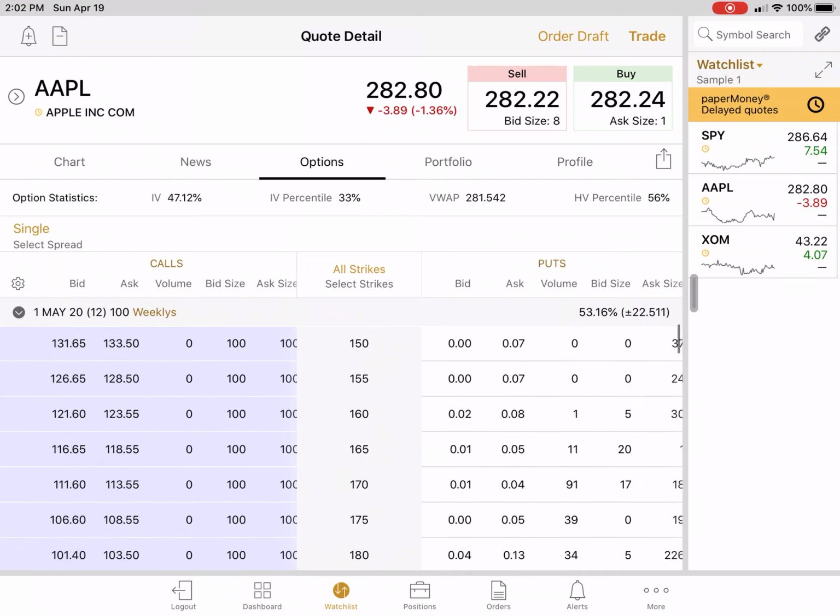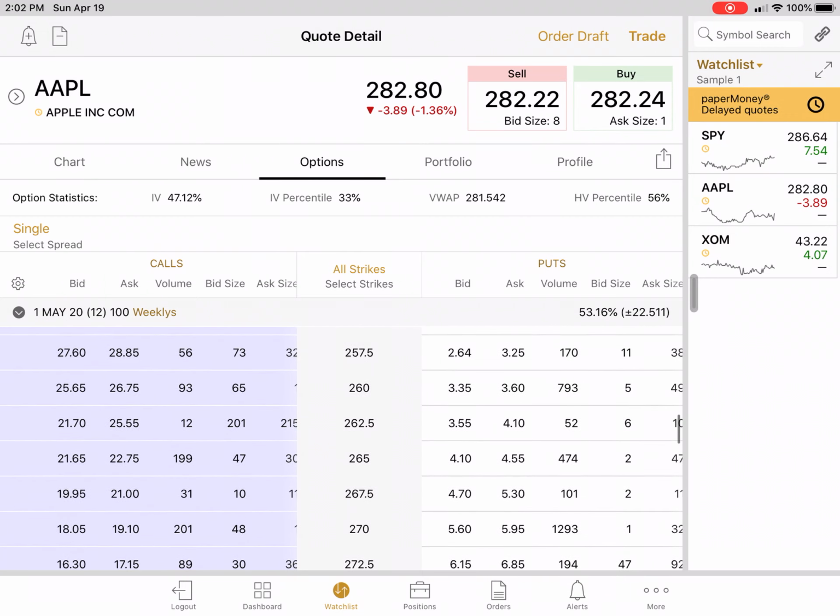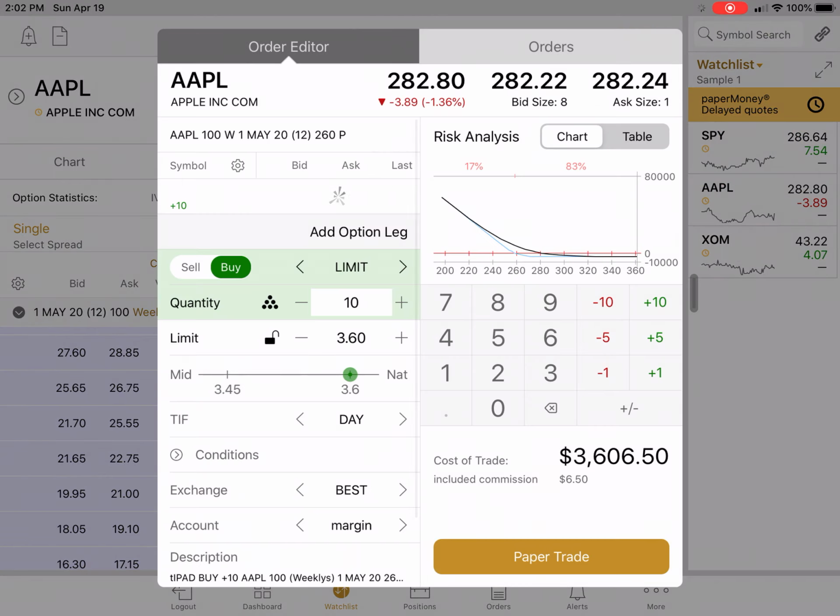So I'm going to go with May 1st, 2 Fridays from today, and then I'm going to go with 260. Now the strike price 260, we are buying this put at $3.60. I'm going to tap on the ask price. Notice again, we have a green screen, which means we're buying. I'm going to change the number of contracts from 10 to 1. So we have May 1st, 2020, 260 put, which means we have a bear expectation by May 1st, and we're going to be paying $360.